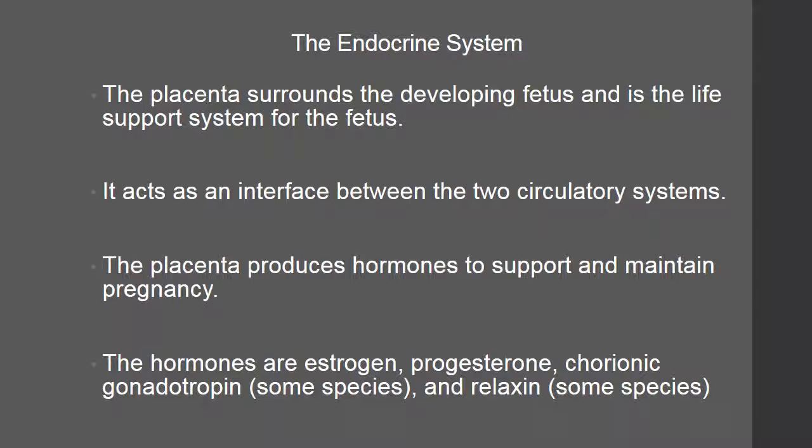So in some species, again, we're going to have to rely on the placenta to produce the hormones that maintain the pregnancy, not the corpus luteum. The hormones are estrogen, progesterone, chorionic gonadotropin in some species, and relaxin in some species. I don't care that you remember what those species are right now, just know that that's a possibility. That will be dealt with in greater detail later.